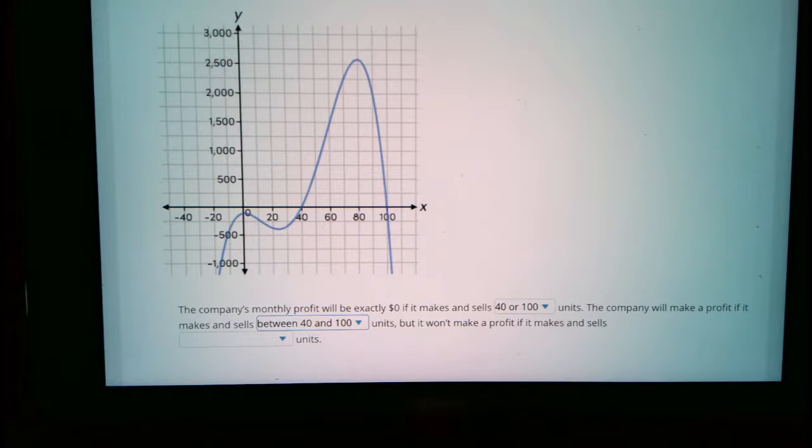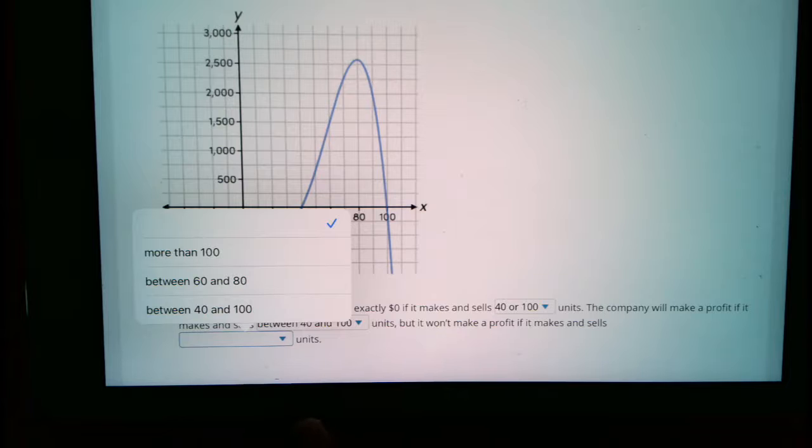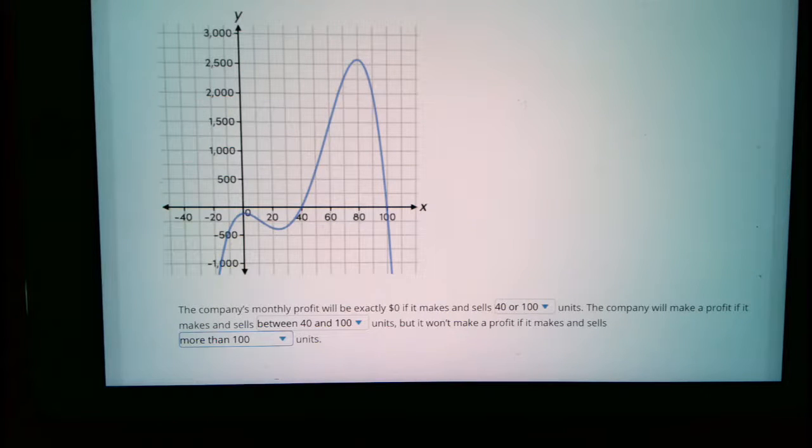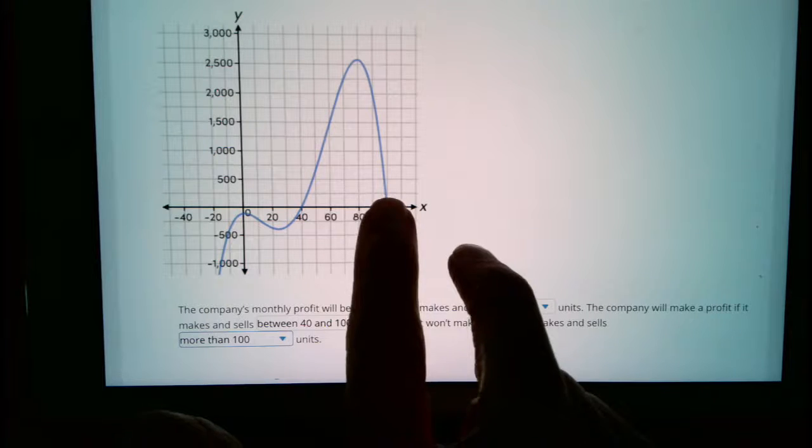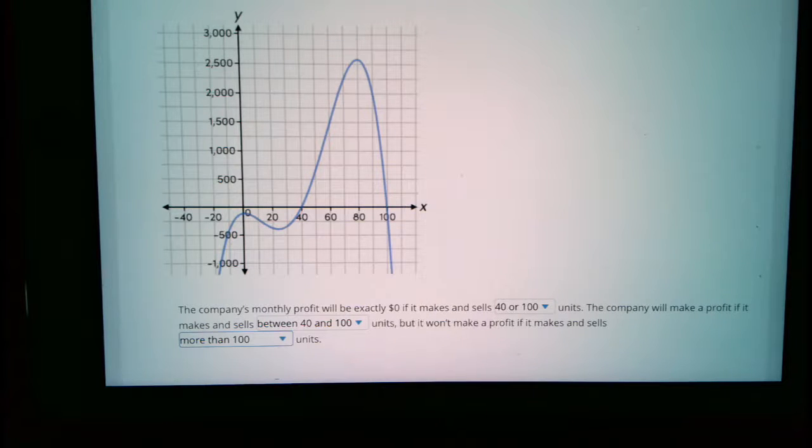But it won't make a profit if it makes and sells more than 100 units, because more than 100 is below the x-axis. So we're going to have a negative value, which means that we're going to be experiencing a loss.